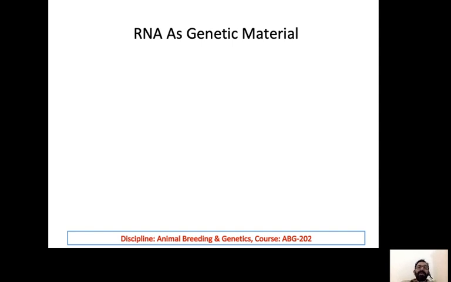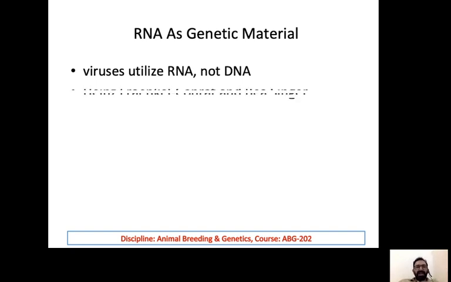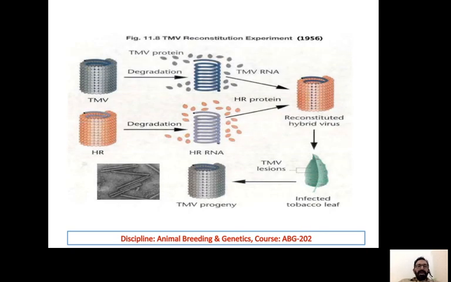Could RNA be a genetic material? As I told you in the history, yes, it could be. Viruses basically utilize RNA, not DNA, as a genetic material. So they have a bit different chemical composition of the genetic material, and that was first reported by Fraenkel-Conrat and Singer, 1956.